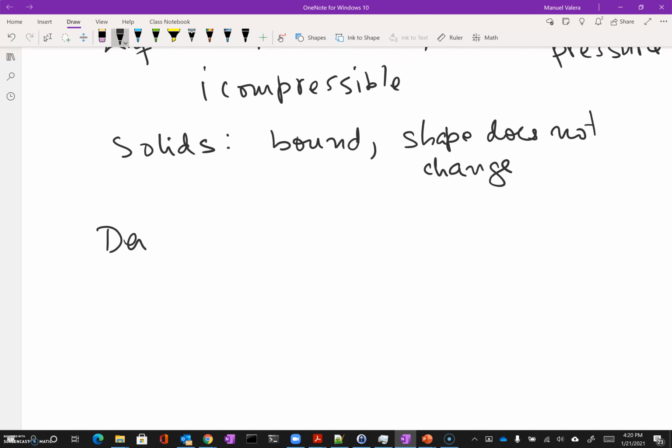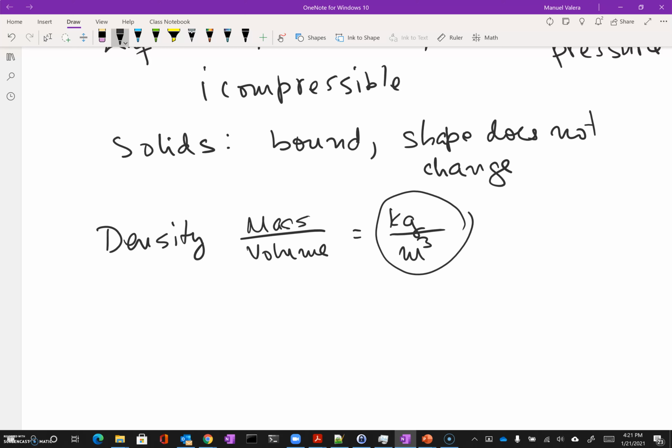Density is just the mass that we have divided by the volume. Mass we measure in kilograms, from your physics one, you remember that. Volume we measure in meters cubed. So now we have mass divided by volume. So this is the units of density.